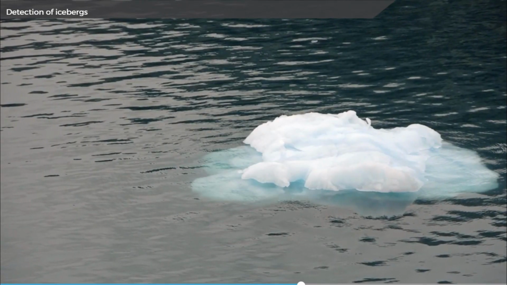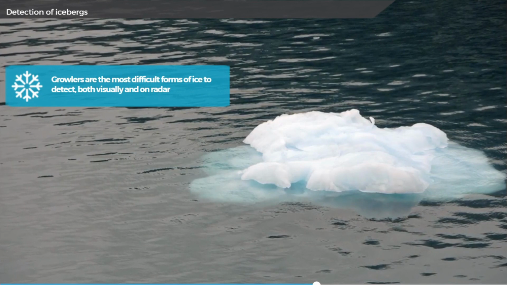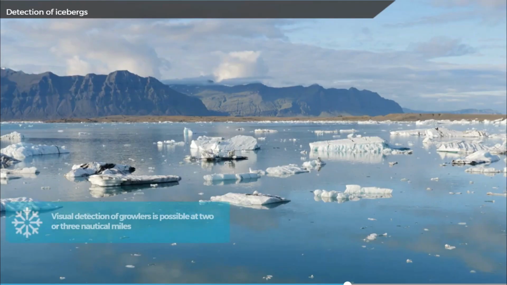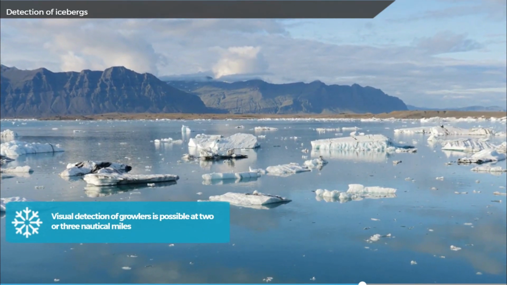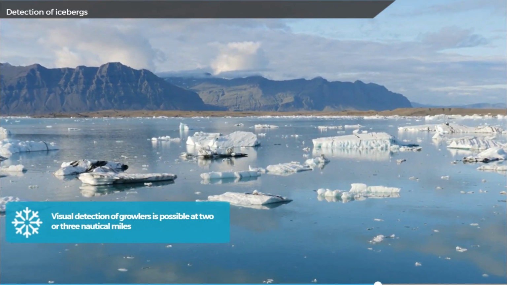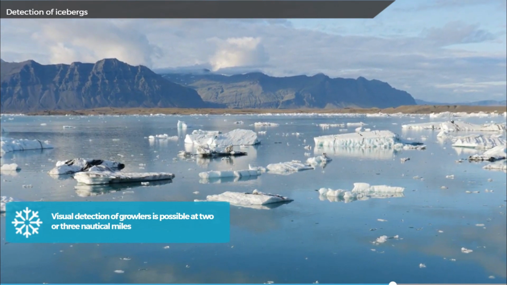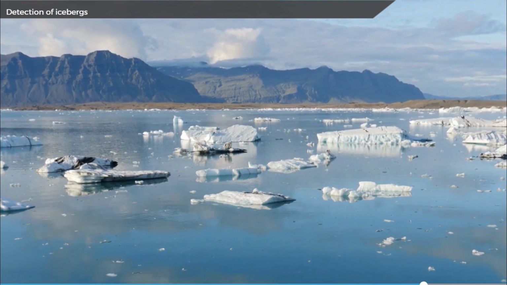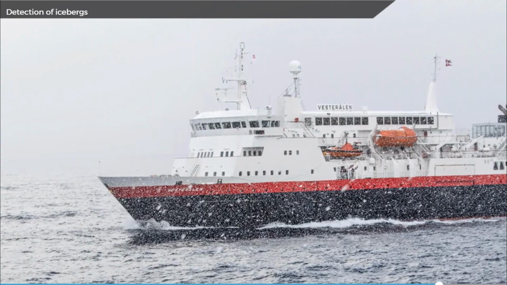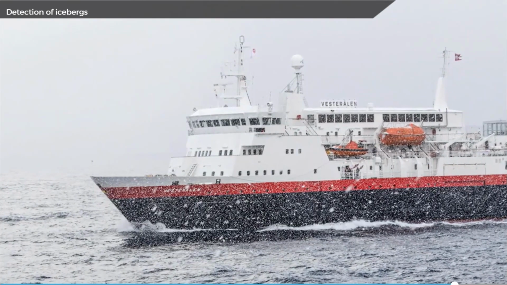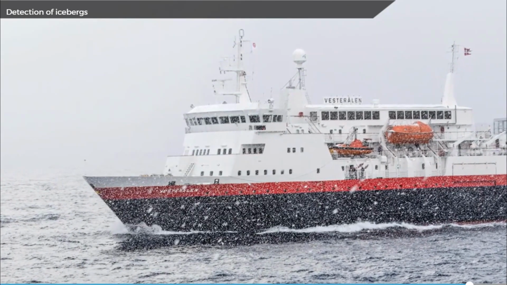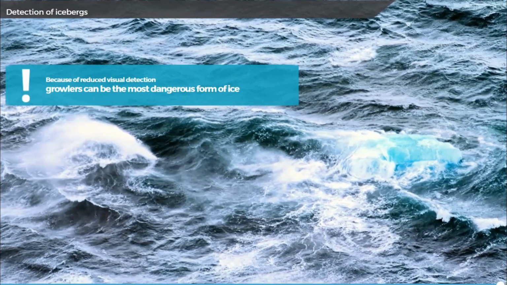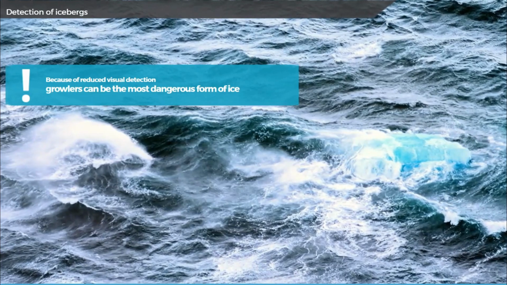Growlers, because of their low freeboard and smooth relief, are the most difficult forms of ice to detect, both visually and on radar. In open or bergy water with good weather conditions, visual detection of growlers is possible at 2 or 3 nautical miles from the vessel. But detection with radar is possible only up to half a mile. In rough weather, the growler may not be seen at all in sea clutter, and visual detection is reduced to as little as half a mile. Because of this, growlers can be the most dangerous form of ice.